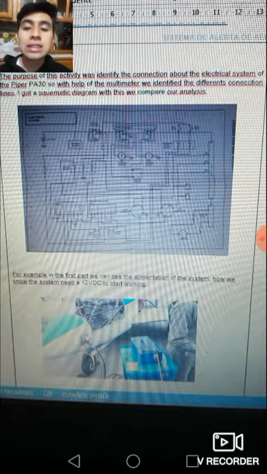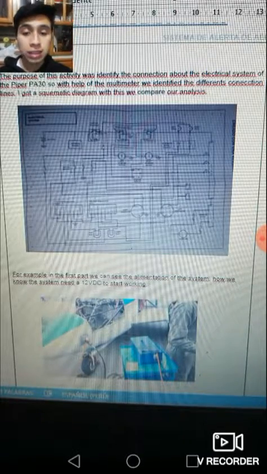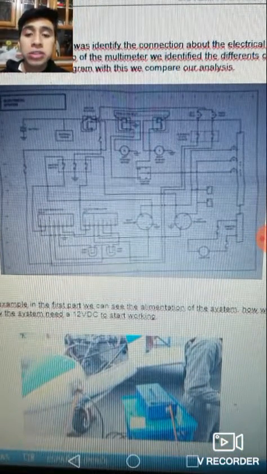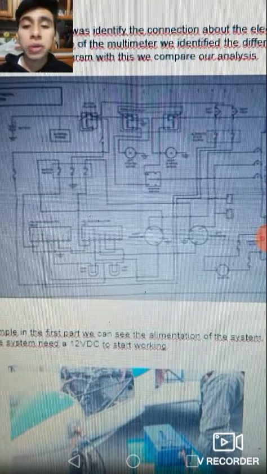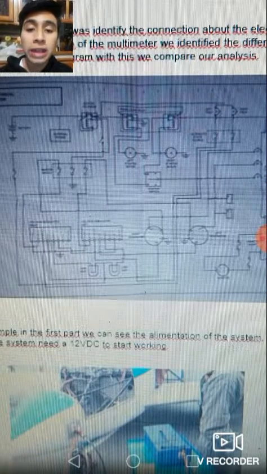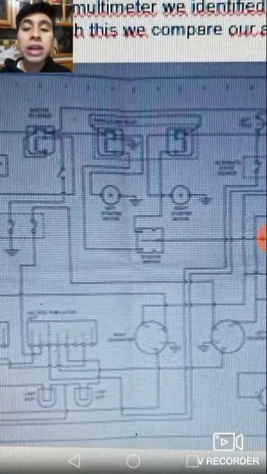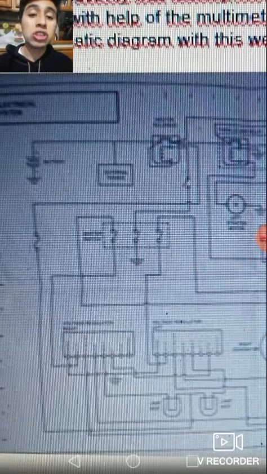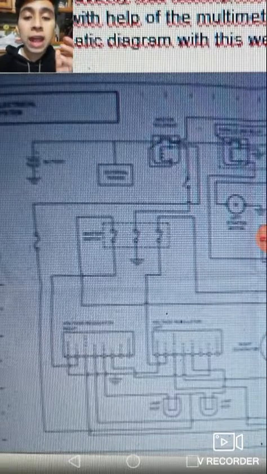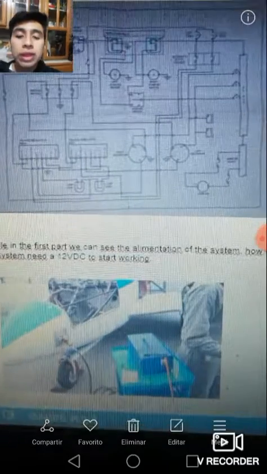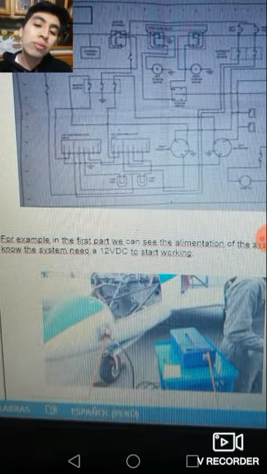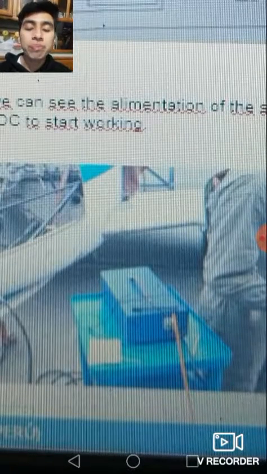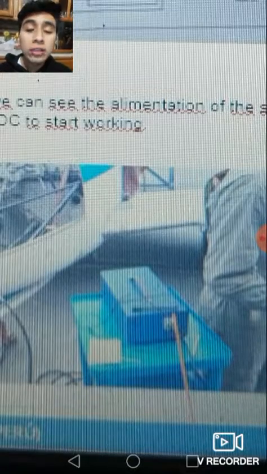So what is this electrical system? This electrical system contains generators, starters, voltage regulator, bus bar, circuit breakers, parallel relays, and the battery. In this opportunity, I don't use a battery, I use a power supply. When I can see this current converter, this component gives 12 volts DC.